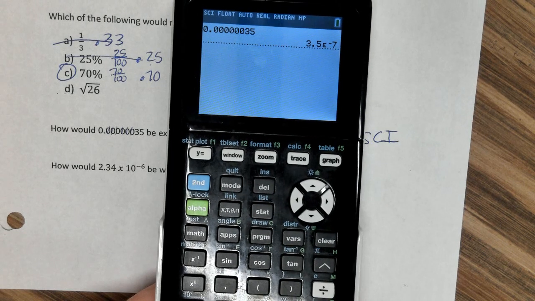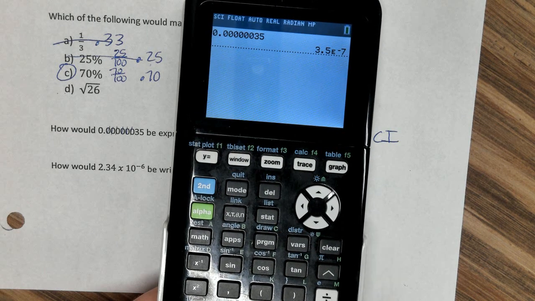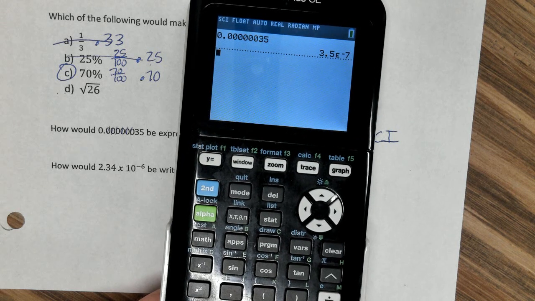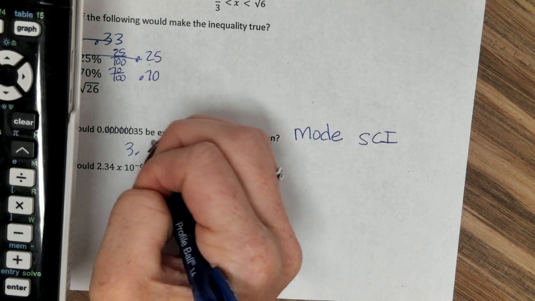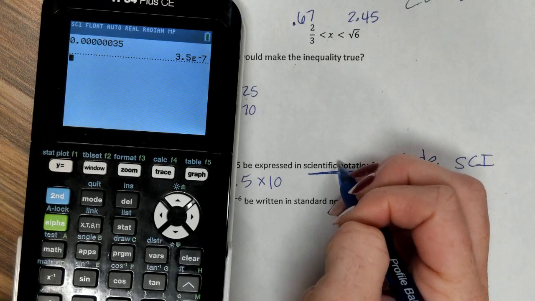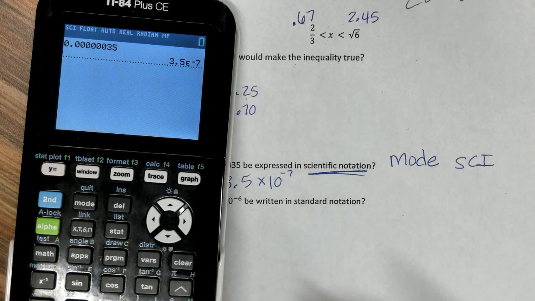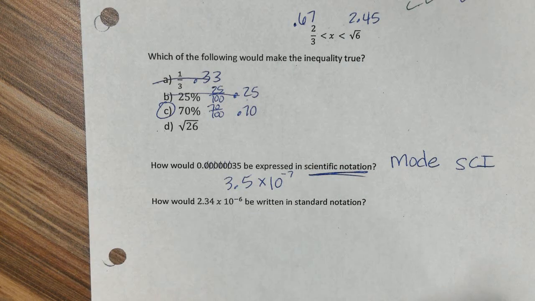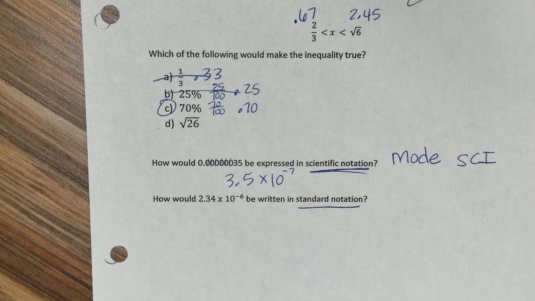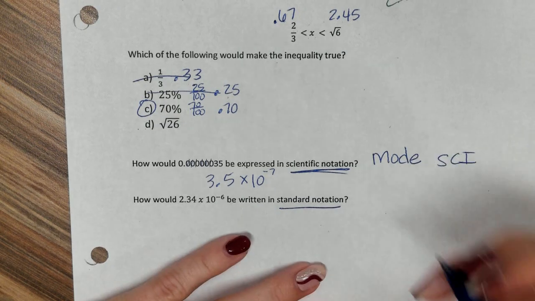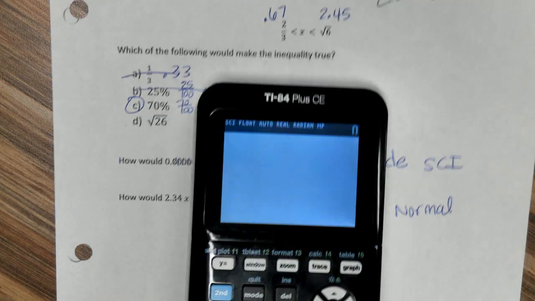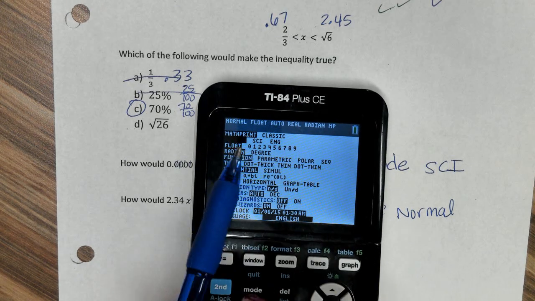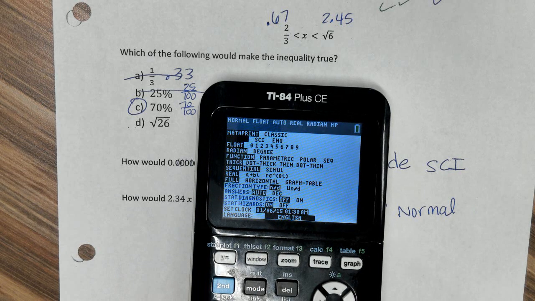And that's your answer. But we don't write the E. What do we write? 10. But not just 10. Times 10 with an exponent of -7. So I write 3.5 times 10 with an exponent of -7. Now, if it wants you to go back to standard notation, then you don't want to be in SCI mode. You want to be in mode normal. So go back to mode normal. Make sure you highlight normal and then hit enter.